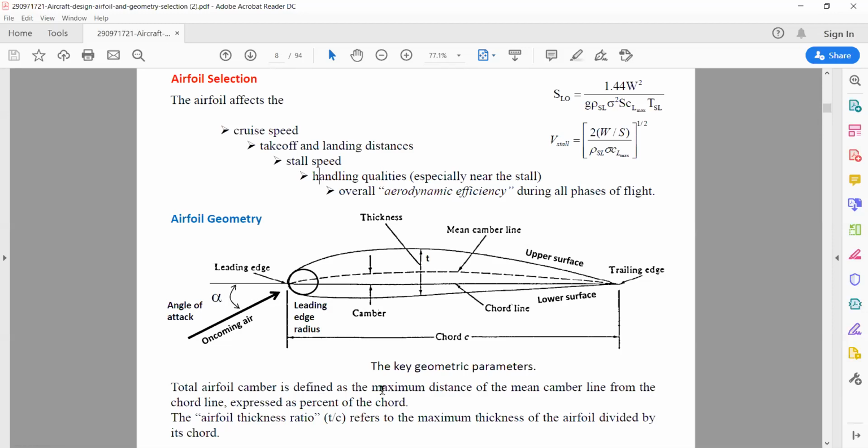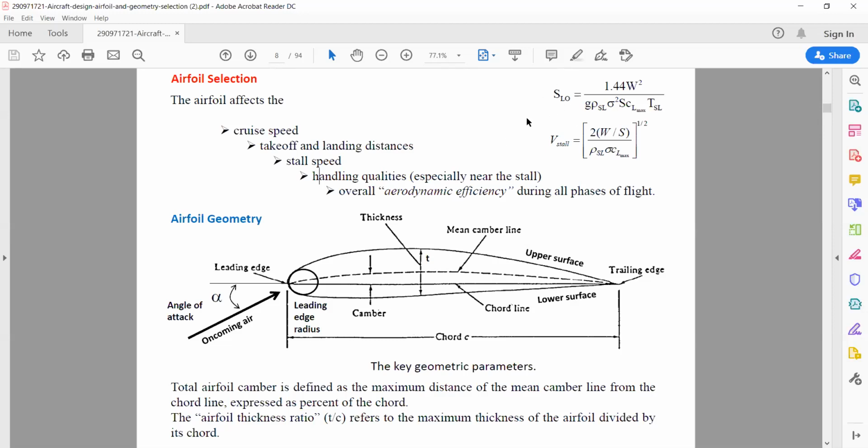The airfoil camber is defined as the distance of the mean camber line from the chord line, expressed as a percent of chord. We'll discuss how, as a percent of chord, you segregate between the different types of airfoils. Clear? And the airfoil's thickness ratio, called t by c, refers to the maximum thickness of the airfoil divided by its total chord line. That gives rise to the thickness ratio.